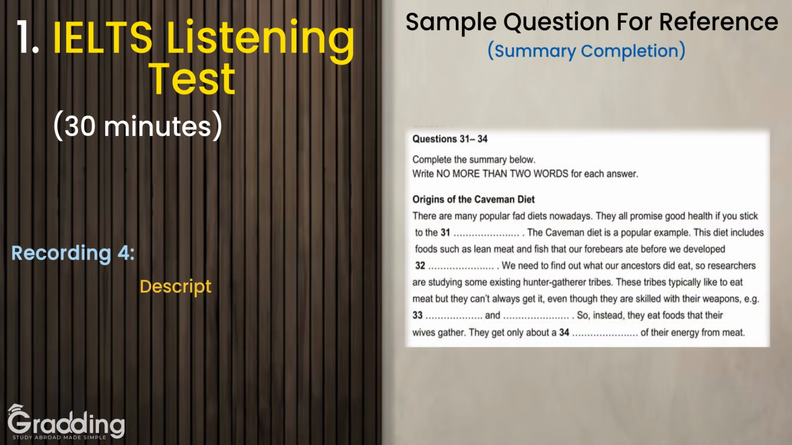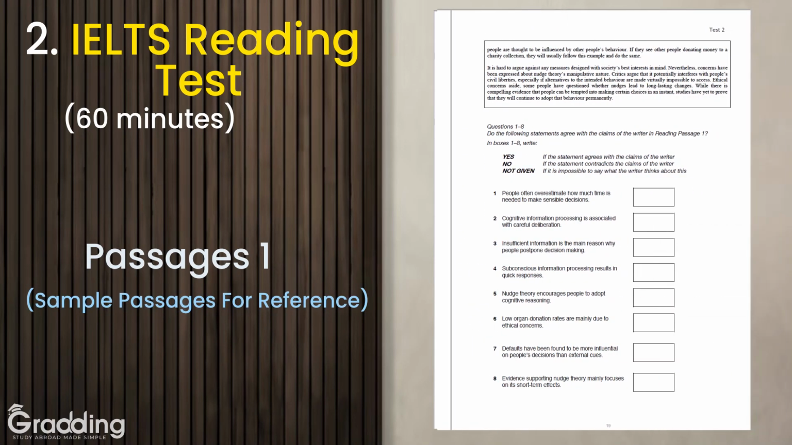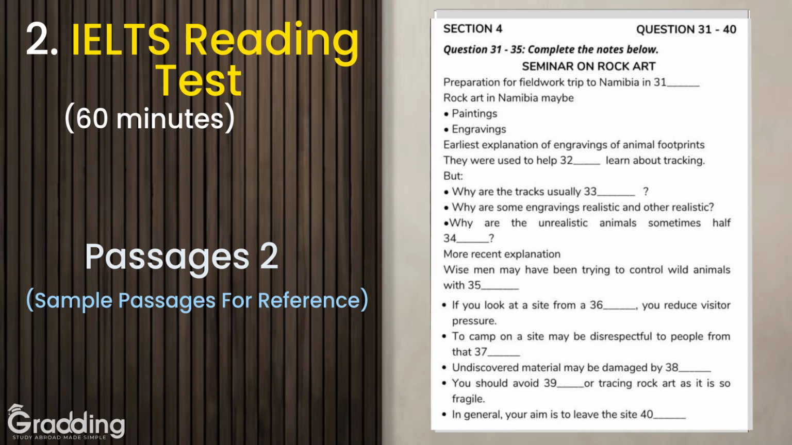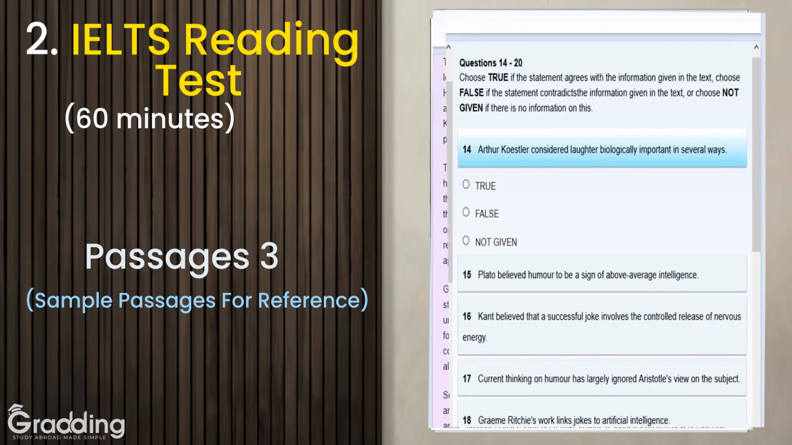The last recording is a talk on an academic subject. Example, reviews on university lectures. Number 2. IELTS Reading Test. It will be of 60 minutes. You will be asked to read 3 different passages and respond to related questions. There are 13 or 14 questions for each reading passage.